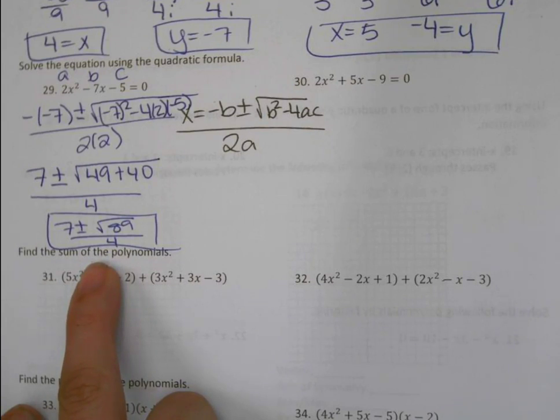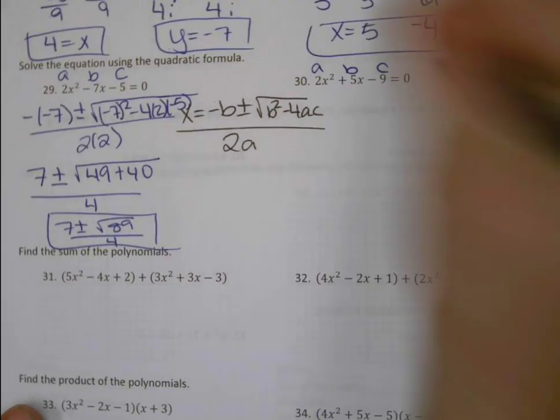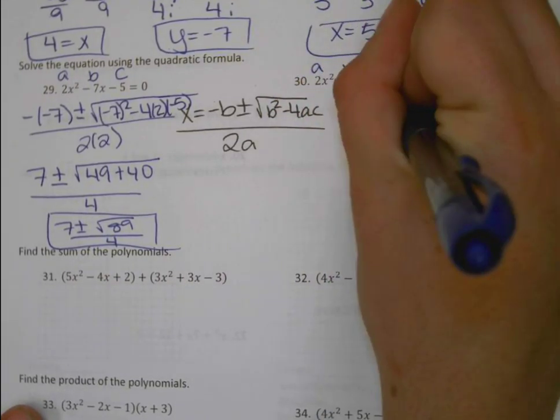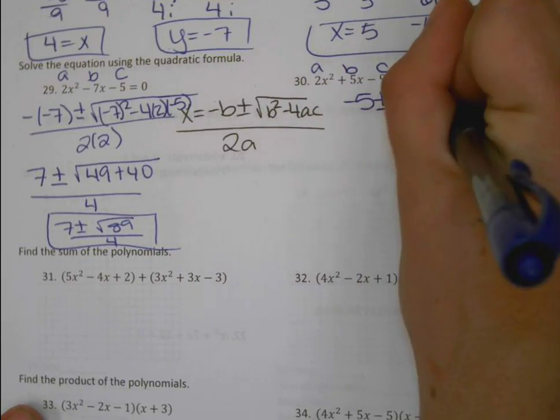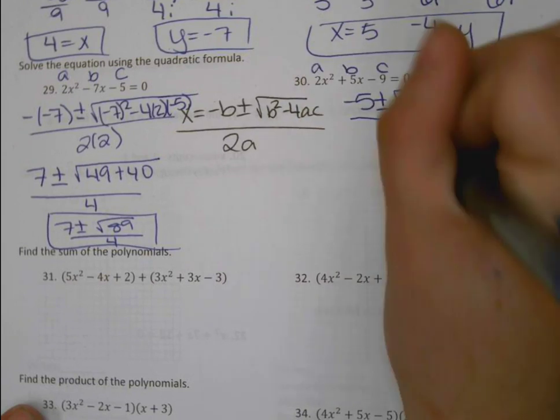Okay. So then I'm going to do the same thing for 30. This is A, B, C. So I'm going to have negative 5 plus or minus the square root of 5 squared minus 4 times 2 times negative 9 over 2 times 2.